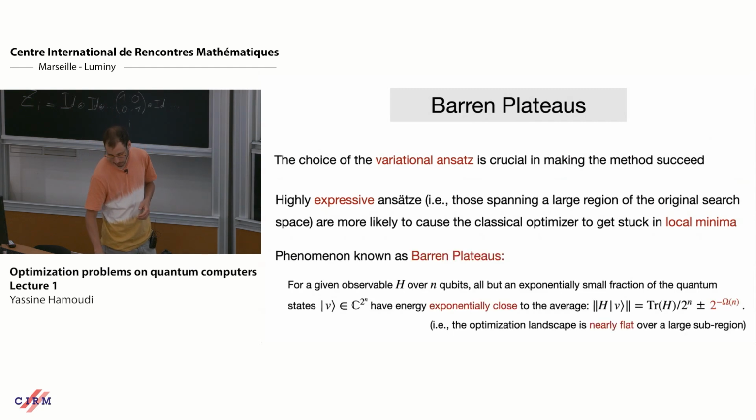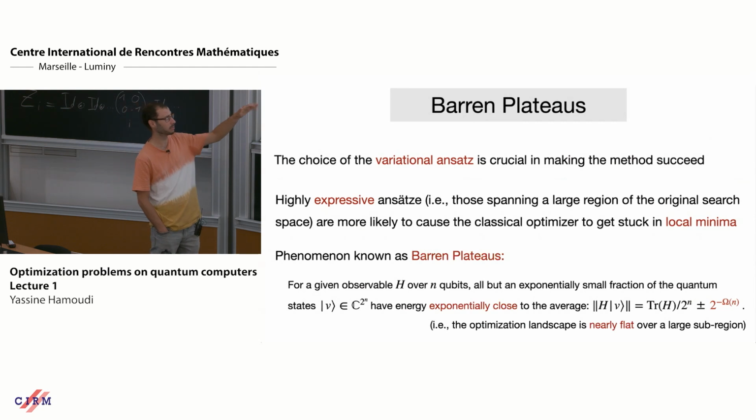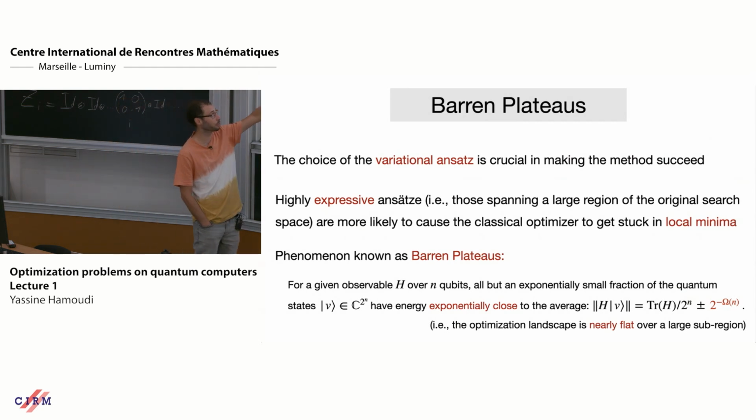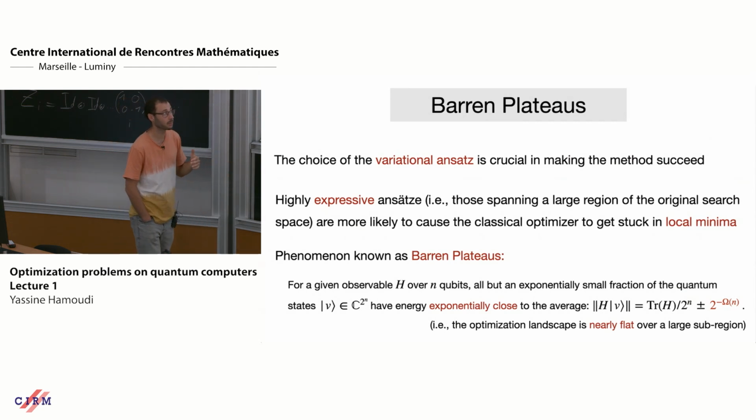So let me give you a mathematical statement of this phenomenon. You have an observable H, so this is the Hamiltonian. Then there is a statement that says that almost all the states in your universe have an energy which is almost always the same. So there is not a huge variation in terms of energy. Most of the landscape is almost flat. So if the ansatz is exploring a lot of states, a large part of your entire region, then it is very likely to get stuck on this kind of very flat region of the landscape.